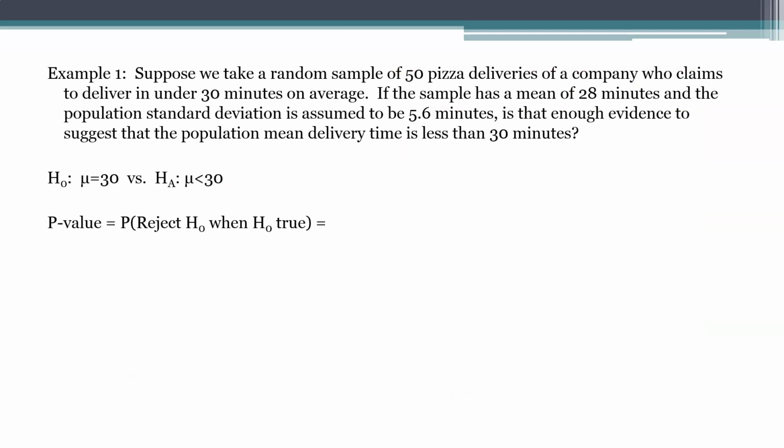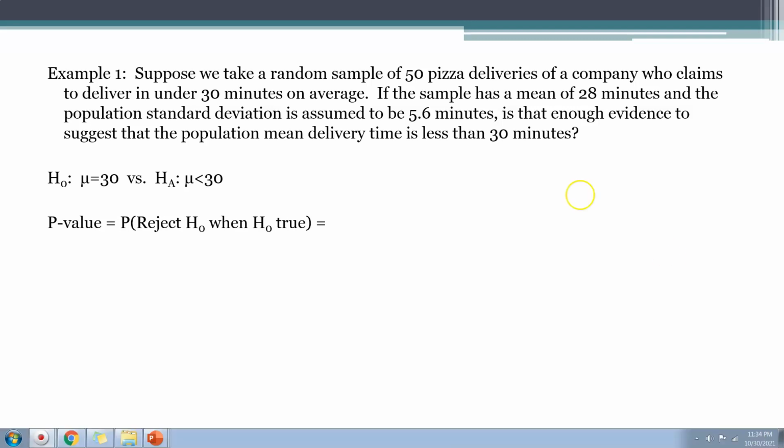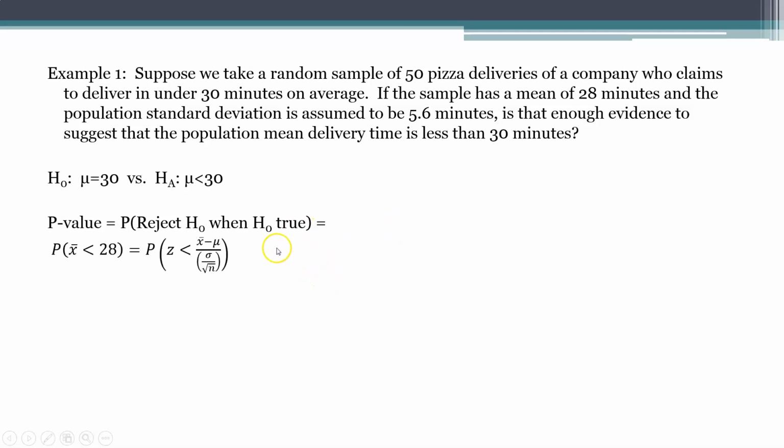So let's look at the first example from our previous lesson. This is the one where we were testing whether the population mean delivery time of this pizza place was less than 30 minutes. So our null hypothesis was that the mean was equal to 30 minutes, and the alternative was that the mean was less than 30. So we said the p-value is the probability, if the null hypothesis is true, that we would reject H0. In other words, the likelihood that if the null hypothesis was really true, rejecting H0 would be an error.